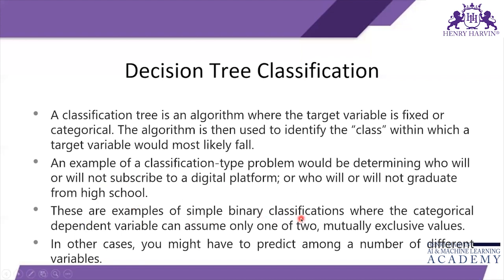We have two classes, yes or no, so that's why it is called binary classification, where the categorical dependent variable can assume only one of two mutually exclusive values. So basically we have two categories, and at a particular time we have only one correct output. In other cases you might have to predict among a number of different variables, and in some other cases we have to predict some number.